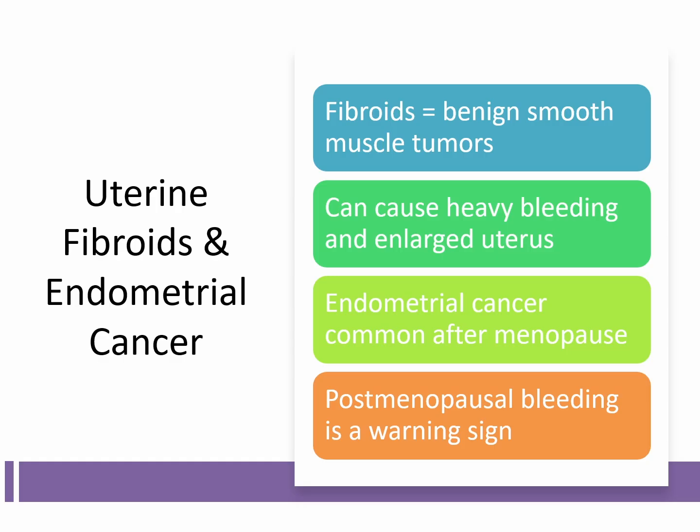Adenocarcinoma of the endometrium or endometrial cancer. This is an adenocarcinoma of the endometrium and is the most common cancer of the uterus. It is a cancer of the uterine lining or the endometrium. It's most common in postmenopausal women as well.